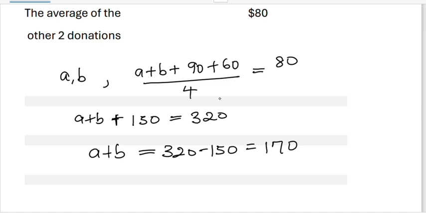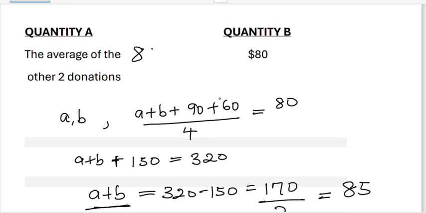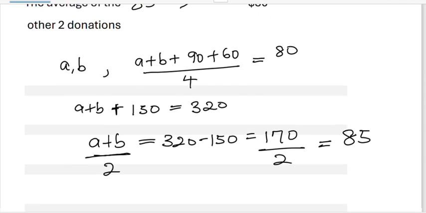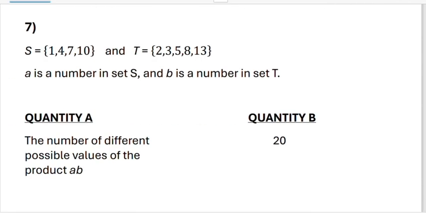So the arithmetic mean of these two, which is just dividing by 2, will give us 85. So clearly this is 85, and this is greater than B, because this is the average of the other 2 donations, which is A and B, and this is their mean, 85. So A is greater. For question 7, they are given 2 sets, S and T, and A is a number in set S, so A could be any of these numbers, right? And B is a number in set T, so B can be any of these 5 numbers.